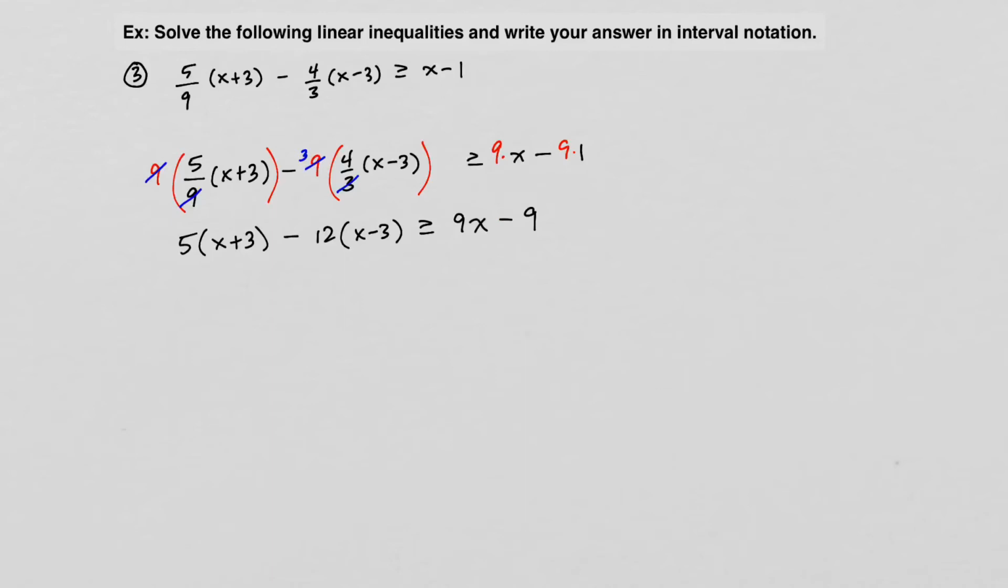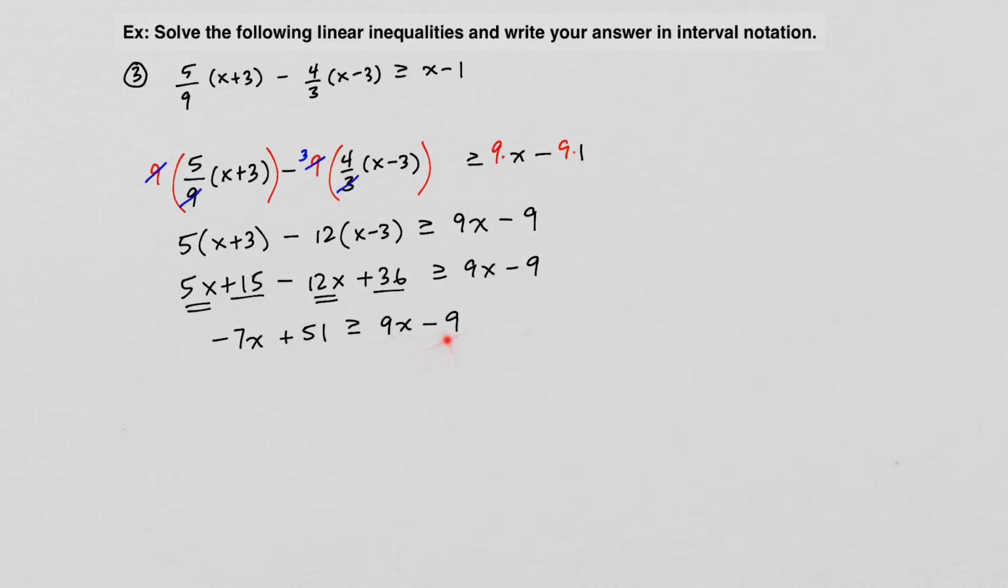And so now we'll go through our regular steps in solving equations and inequalities. We'll distribute. Right-hand side stays the same. Next, we will combine like terms. 5x minus 12x is negative 7x. And positive 15 and positive 36 is positive 51. Notice that on the right-hand side, there is nothing to combine. There are no like terms.